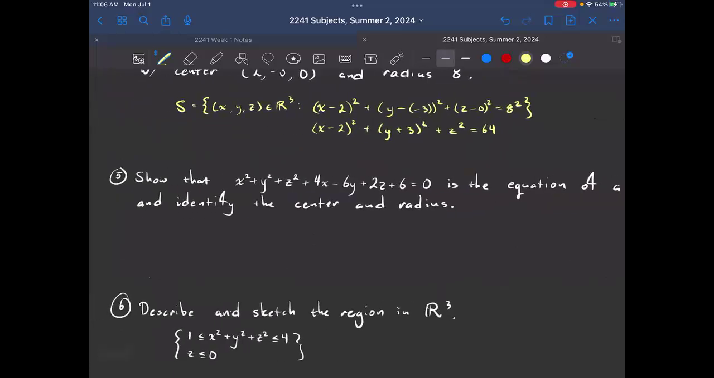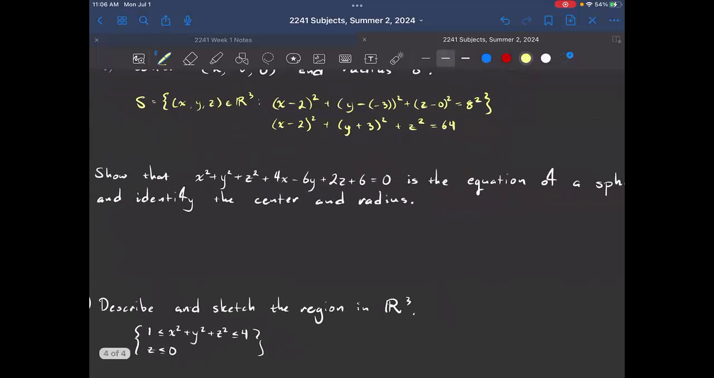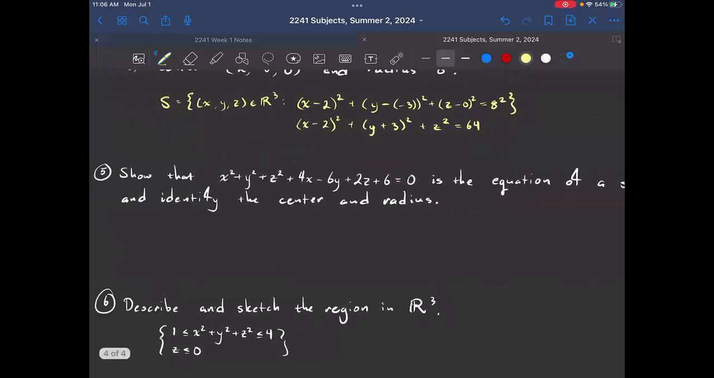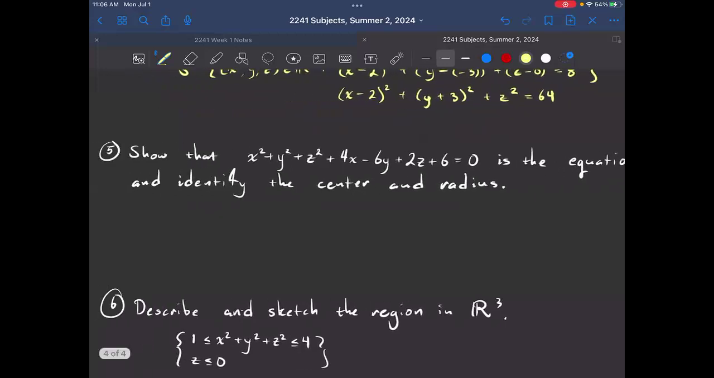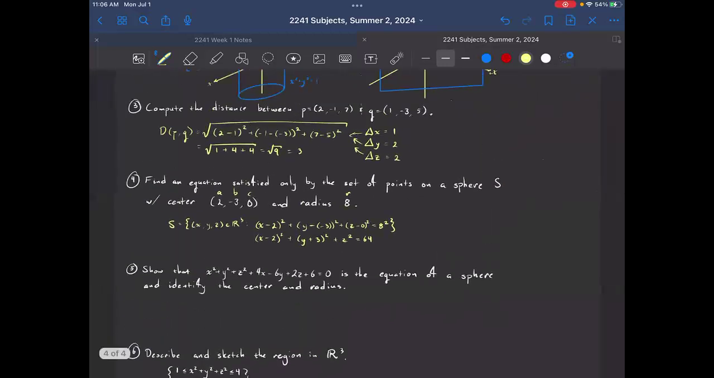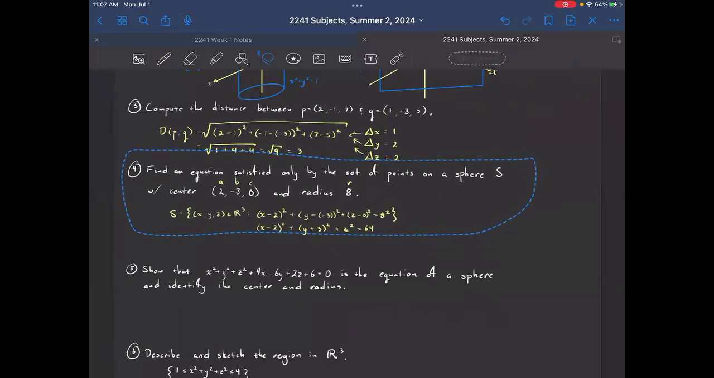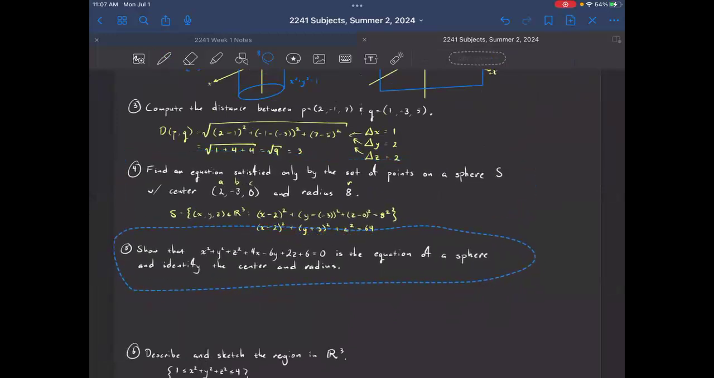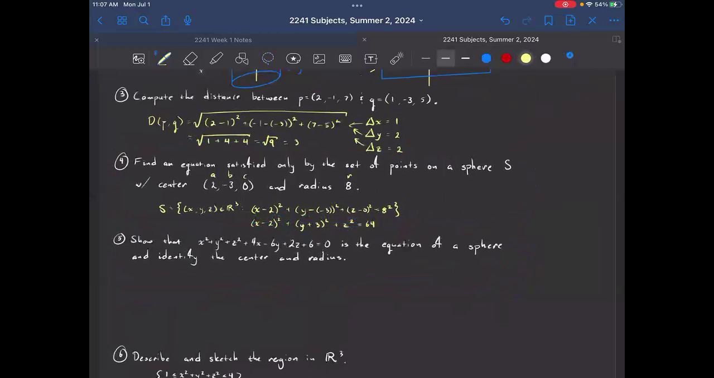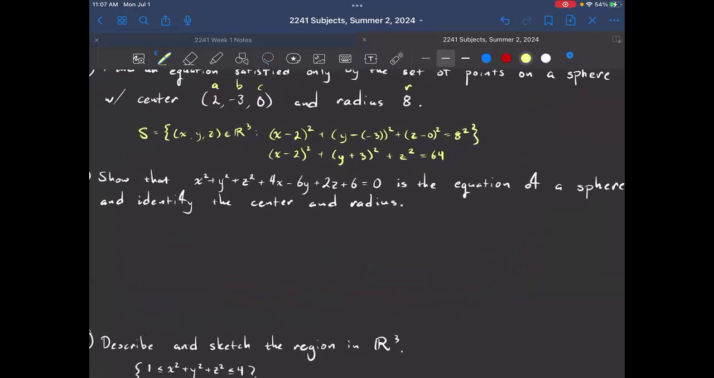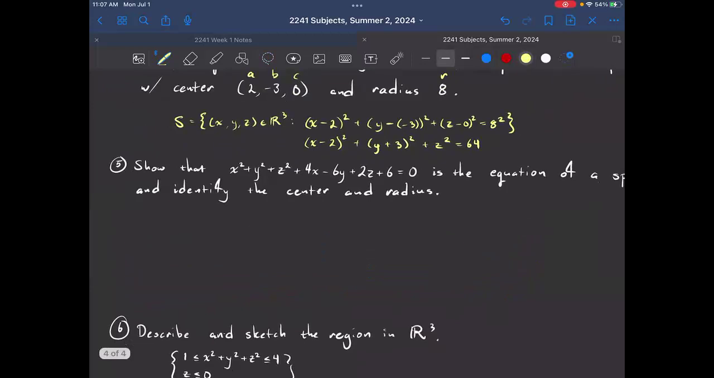This next one's a little bit more difficult. It says, show that this equation that they give us is in fact the equation of a sphere, and it wants us to identify the center and radius of that sphere. Running out of space here, I'm going to move things up real quick. And find the center, or equation, center, and radius of the sphere. Standard form of the equation. So what we want to do here is try and rewrite this equation to look like this.